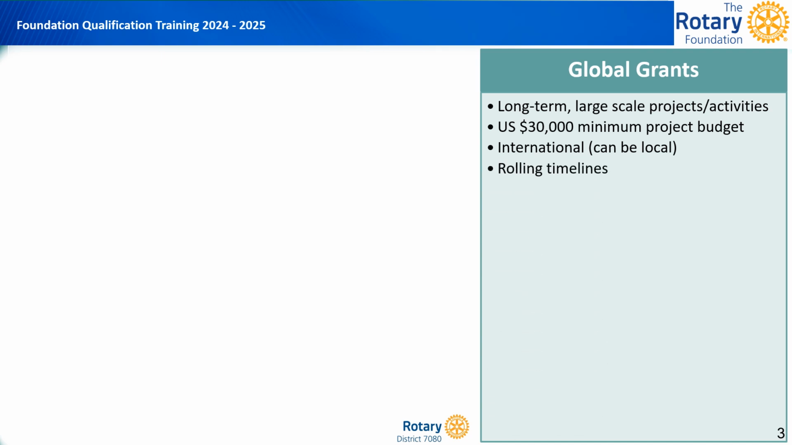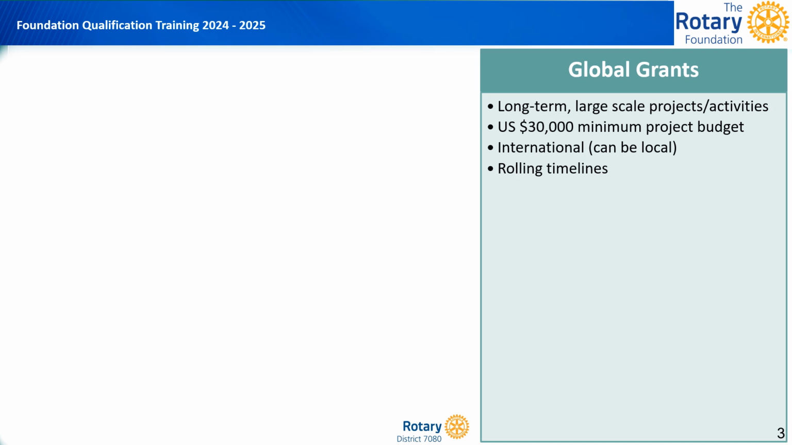Unlike district grants, global grants have rolling timelines, so you can submit a global grant application at any time during the Rotary year. We do, however, recommend that you apply early in the Rotary year, as there have been instances where the World Fund has exhausted its available funding and applications have been returned to us to be resubmitted in the new Rotary year.